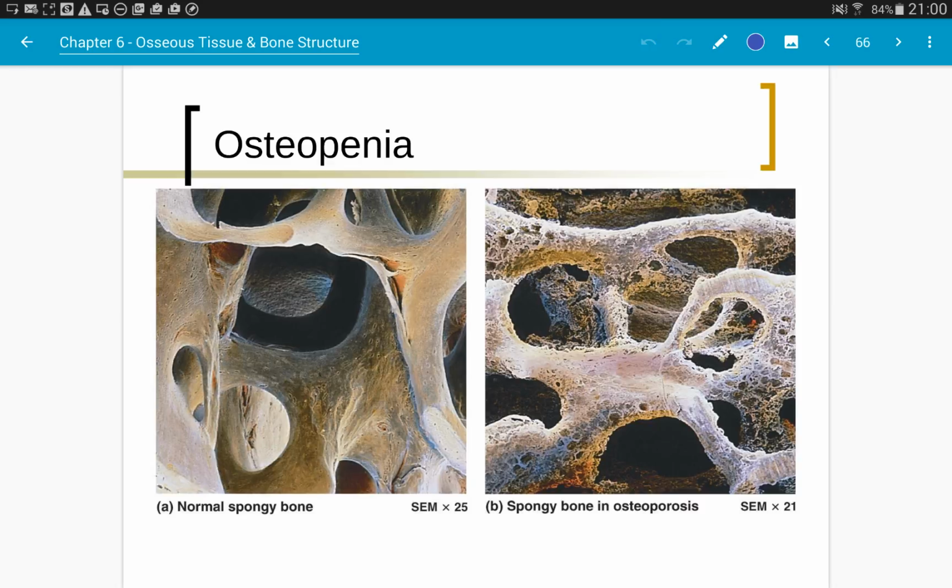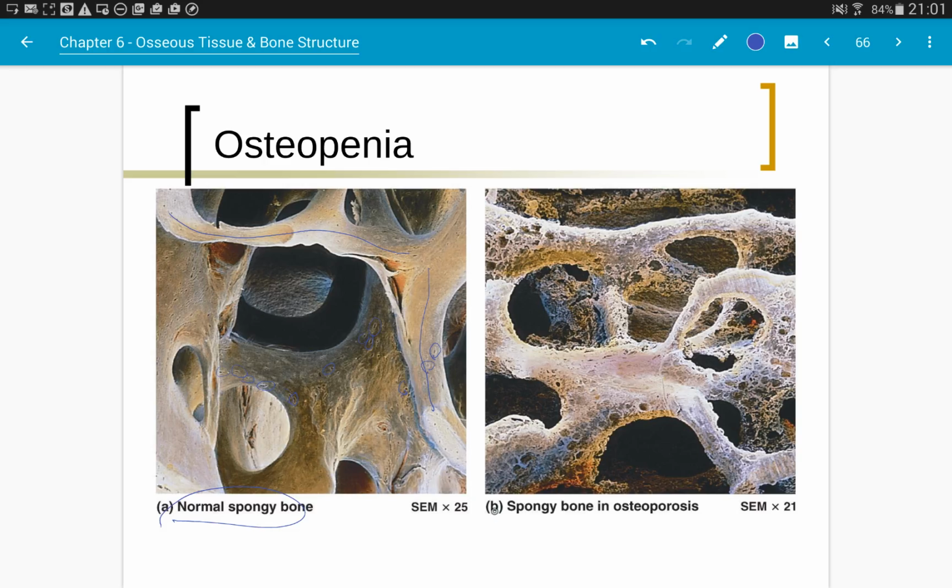So this is a picture showing osteopenia. This first one here is normal spongy bone. So what we're seeing is trabeculae, those little branches. What's neat is if you look really close in this picture, you see these little dots. Those are the lacunae where our mature osteocytes are living. So we still have lacunae and osteocytes in spongy bone, but we do not have osteons. Remember that. You only have osteons in compact bone.